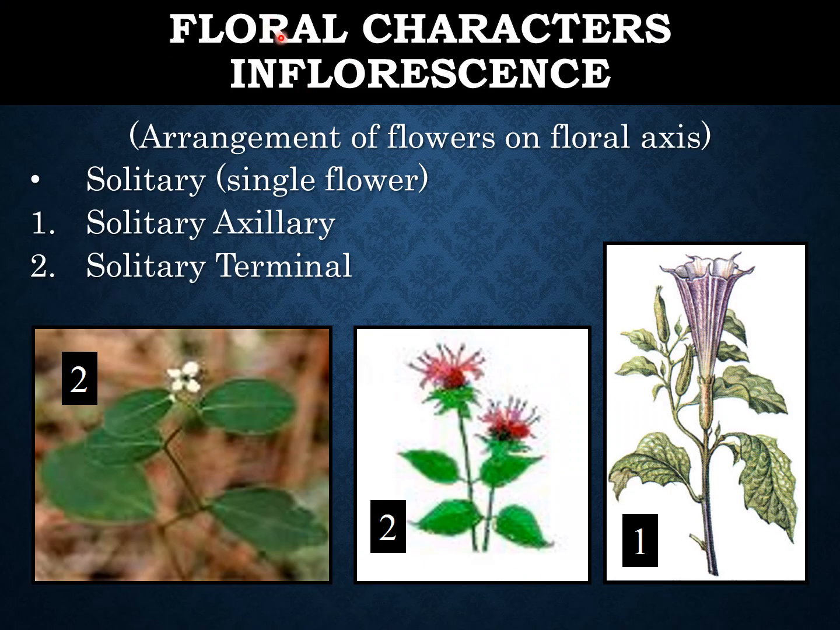Now let's discuss the floral characters, in which we will firstly discuss inflorescence. Inflorescence is any regular arrangement of flowers in any part of the plant. The term inflorescence is not applied to singly occurring flowers. Single flowers present on the tips of the branches and the main stem are known as terminal solitary flowers, while single flowers occurring in a leaf axil are called solitary axillary flowers.